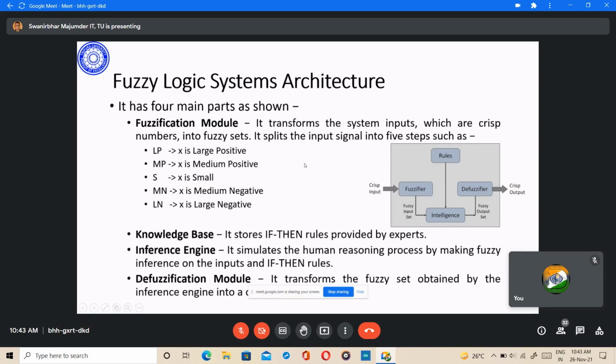And the knowledge base is which will have the if then else kind of thing, and it will have the rules coming here. The inference engine is what will infer based on this if then else kind of thing. And the defuzzification module will convert the fuzzy set back to what we understand, the crisp output.